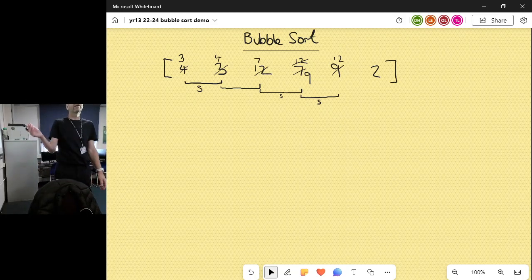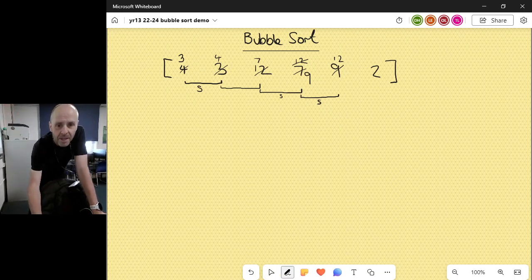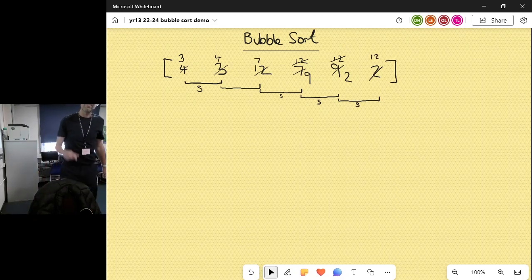Just so you can say, well, that's useless, never going to use that. Right, so we swapped these two, and we're on to the last pair, which is these two. They need to swap. They're not in ascending order. So 2 goes there, 12 goes there, and we swapped. Right, bubble sort says, okay, I've got this flag value. It's been set to true. We did a swap. We're going to have to do another pass.